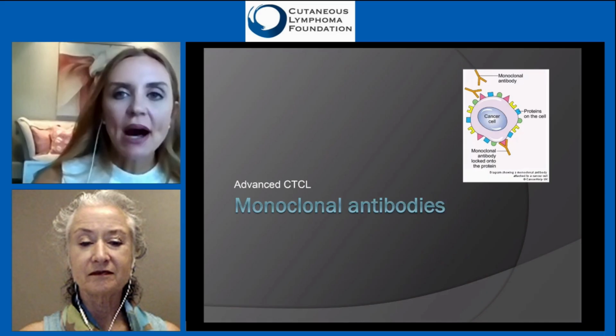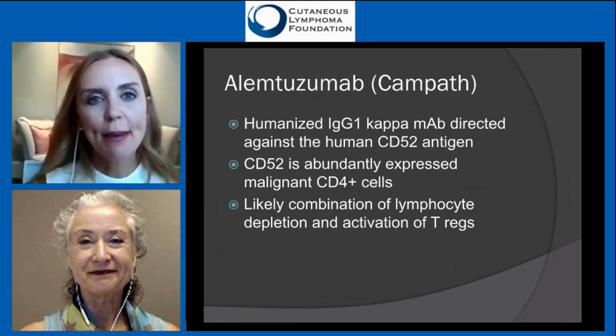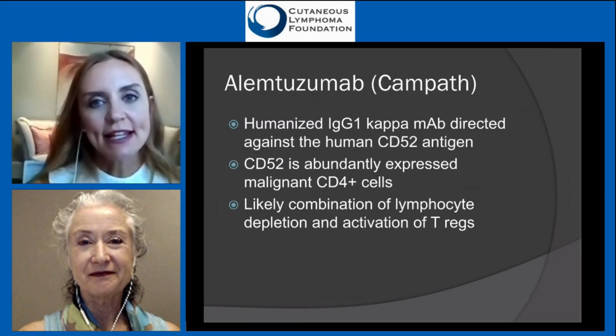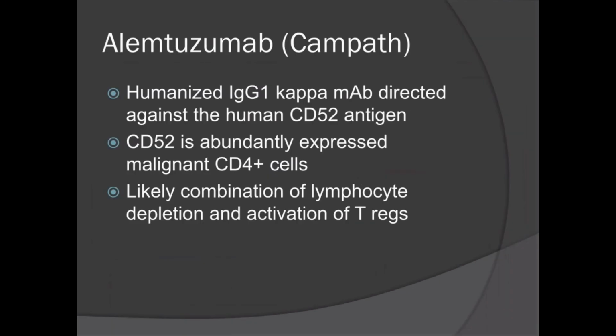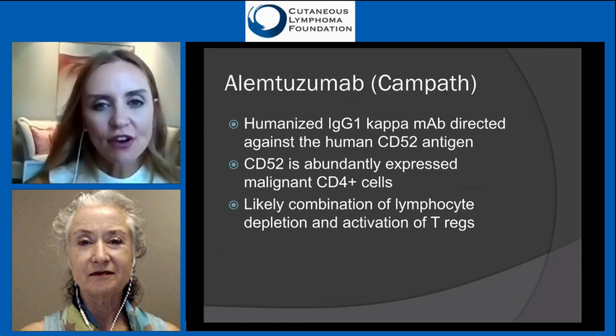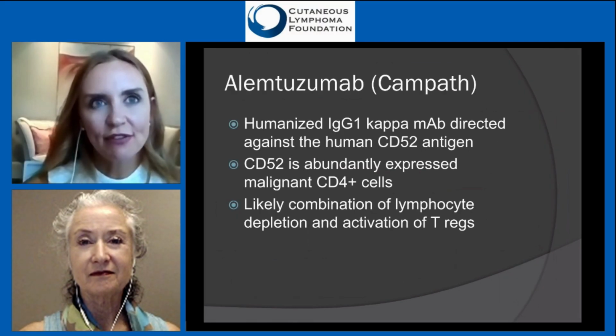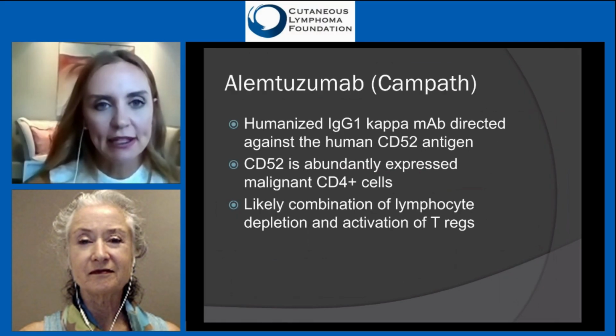Okay, now monoclonal antibodies will be next. So Campath or Alemtuzumab is an anti-CD52 antigen. So CD52 is expressed abundantly. That's a protein marker. It's almost like an address that the cell might have. And it is very highly expressed on malignant CD4 cells, and in CTCL, at least classic MF subtype, the malignancy is in CD4 positive cells. We think that it works through some combination of depleting those lymphocytes and then also activating Tregs, which is kind of like an immune therapy against the malignancy.